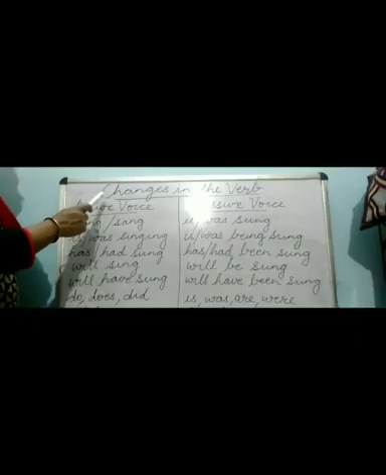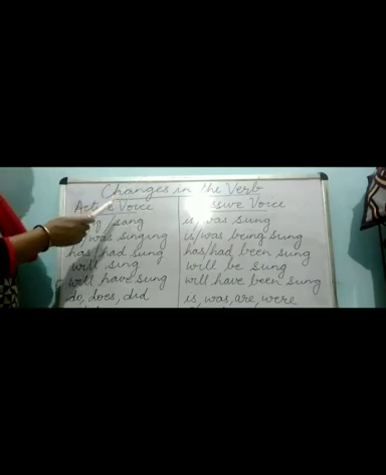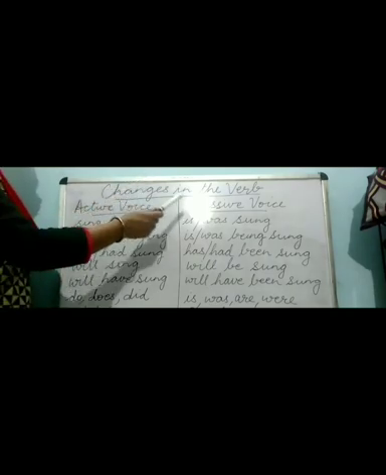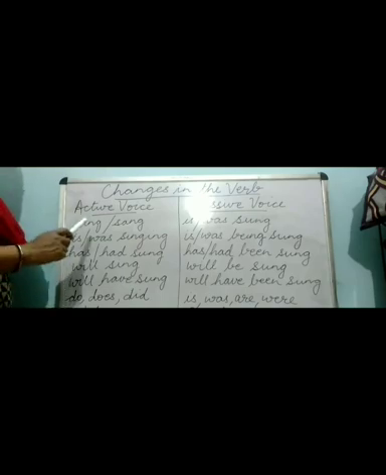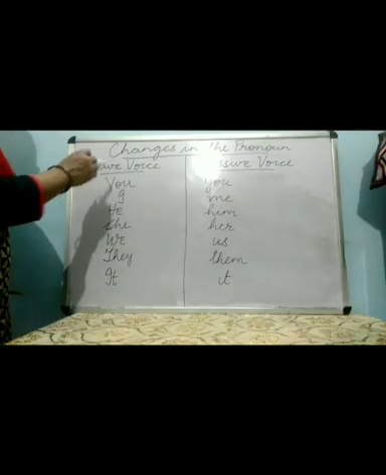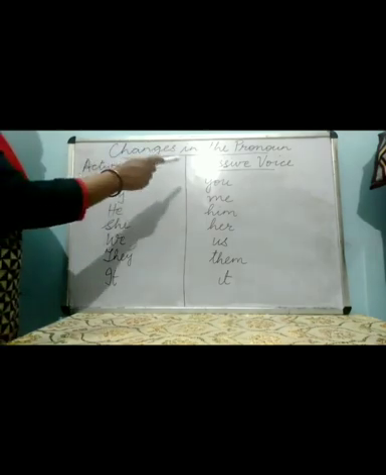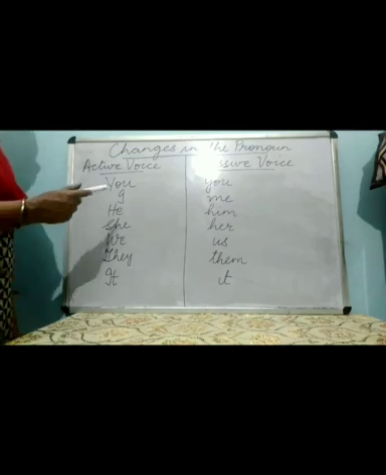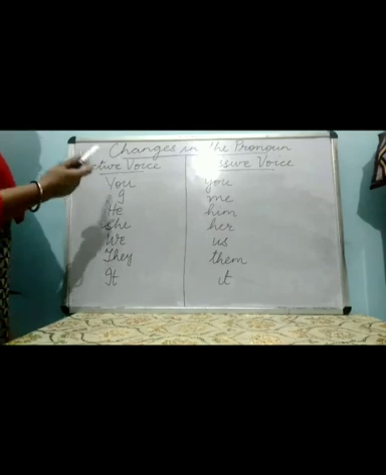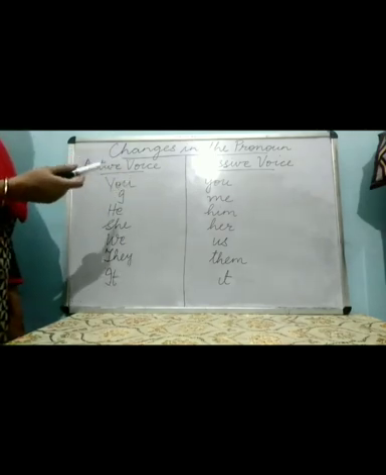Here I have written down the changes in the verb that take place when you are changing from active voice to passive voice. Children, you can take a screenshot of this and learn it properly and use it when you are changing from active voice to passive voice or vice versa. These are the changes related to the pronoun when you are changing from active voice to passive voice. Children, you can take a screenshot of this also and use the changes when you are writing from active voice to passive voice or from passive to active voice.